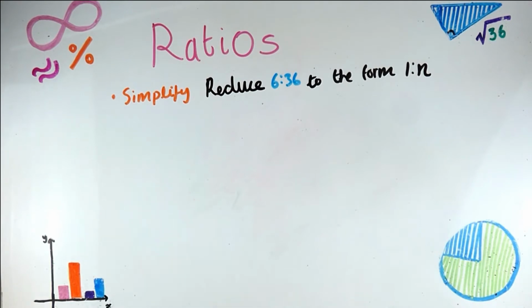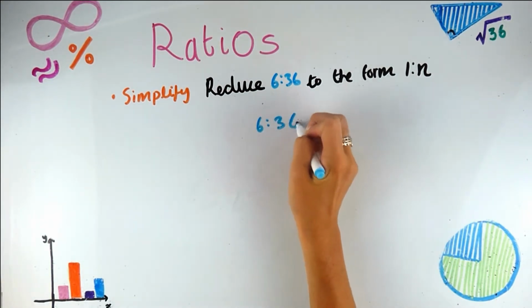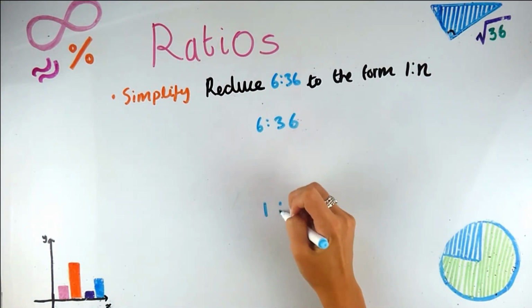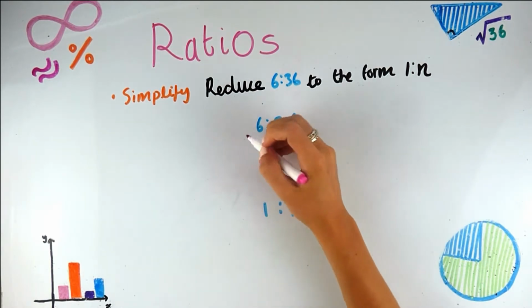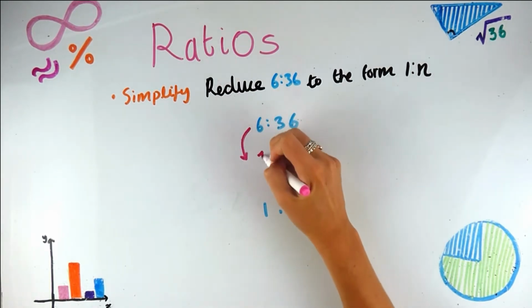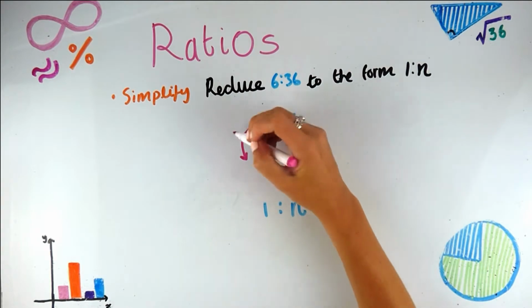Okay, reduce the ratio 6 : 36 to the form 1 : n. So we're looking for something that ends like that, but we want to know what n is. Okay, so I've got a 6 here, but I want a 1 here. So how do I make that 6 turn into a 1? What have I done there?